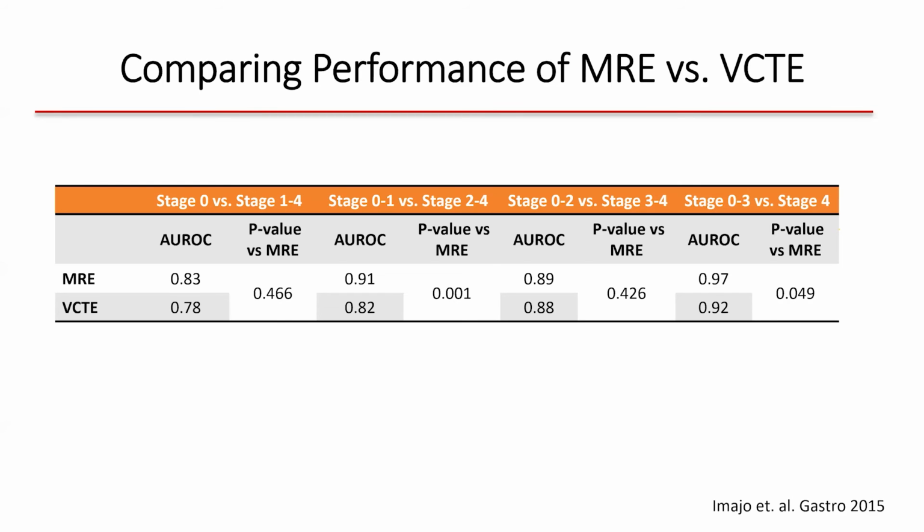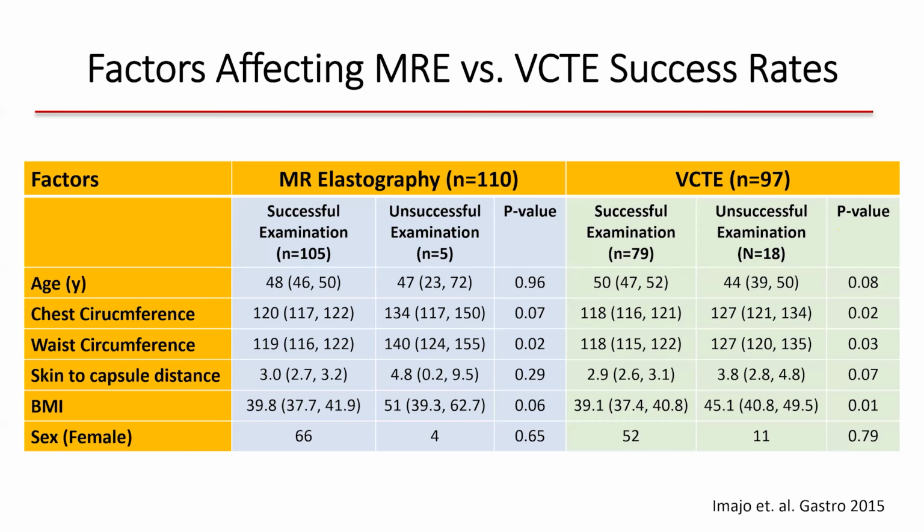The other thing I want to mention is that now there is data with MRE changing over time, whereas that data is lacking with Fibroscan. So what are factors that are associated with more success with MRE than Fibroscan? As we can see, there are fewer failures with MRE, but what I want to really focus on is body habitus, which plays a key role. BMI, waist circumference, and chest circumference play a key role in Fibroscan, which are overcome in patients who undergo MRE. So MRE tends to compensate for body composition.